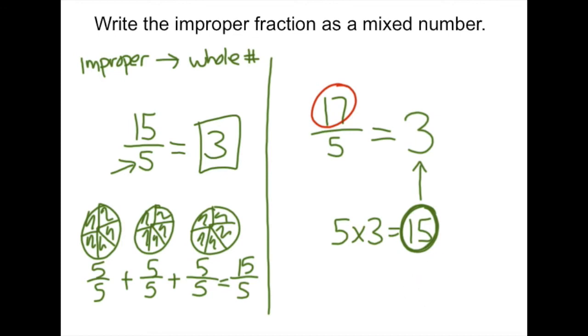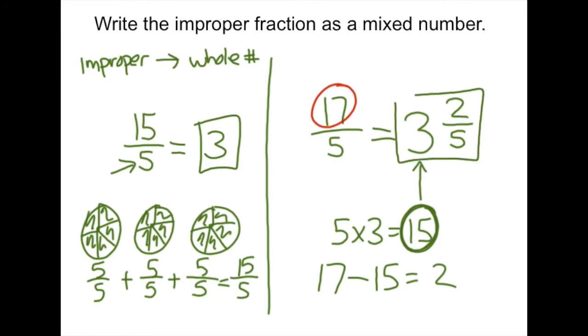But I don't want to forget about those extra parts. I started with 17, and I took 15 of those parts away so that I could represent those as whole numbers. That means that I have 2 parts left. So now I have 2 fifths left over. My mixed number then is 3 and 2 fifths. 17 fifths is the same as 3 and 2 fifths.